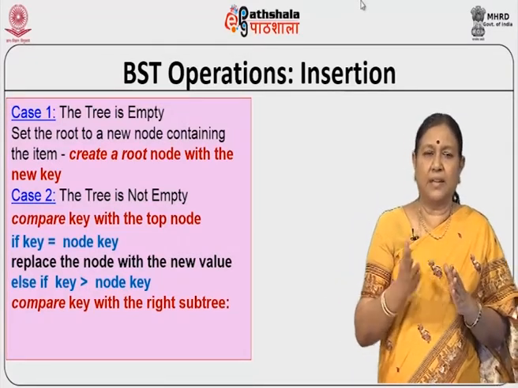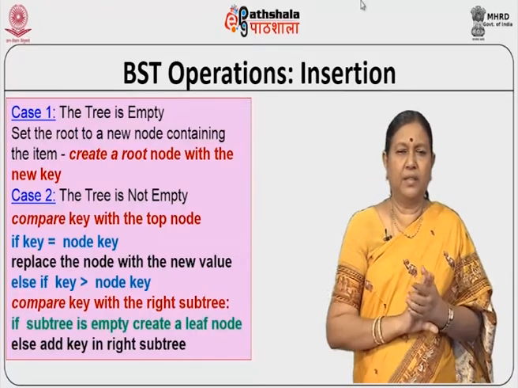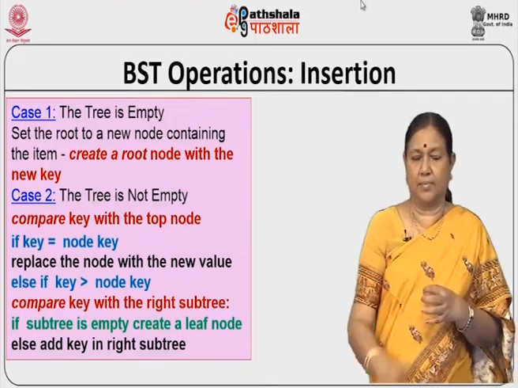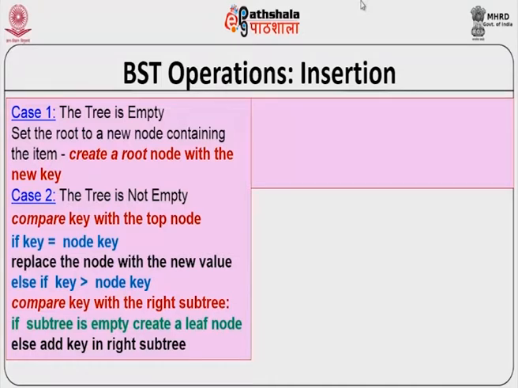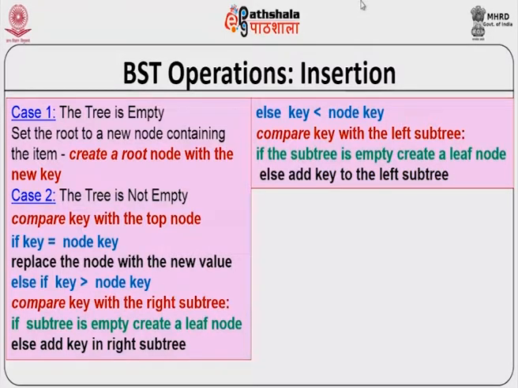Otherwise, if the key is greater than the node key, you compare the key with the right subtree. If it is empty, then you create a leaf node and add the key as the right subtree. Otherwise, if the key is less than the node key, you go to the left subtree, and if that is empty, you create it as a leaf node. Else, add the key to the left subtree, where you will be recursively calling. So, when you add the key to the right subtree or to the left subtree, you are recursively calling the algorithm again and again.